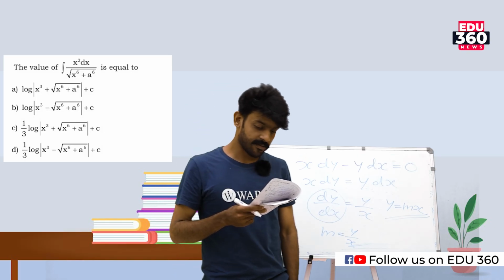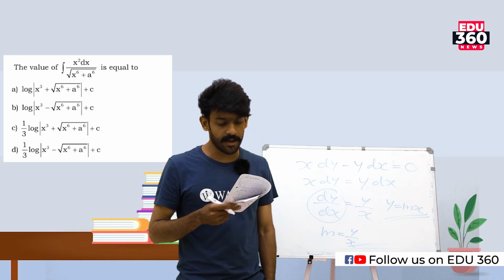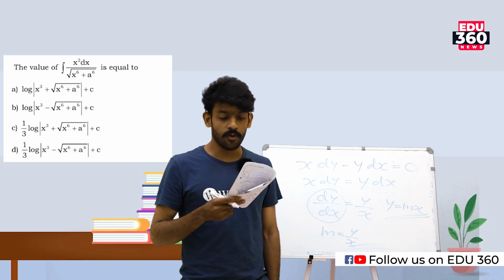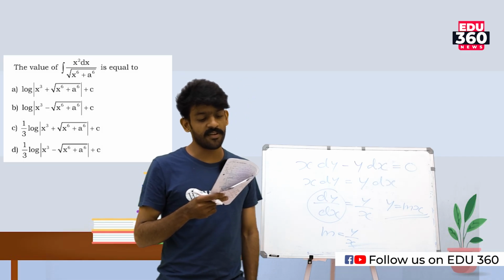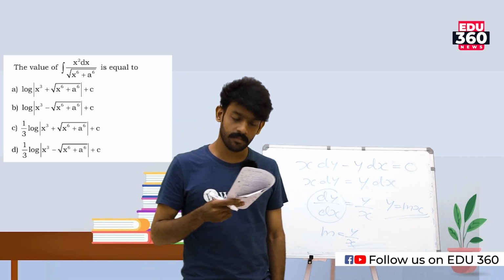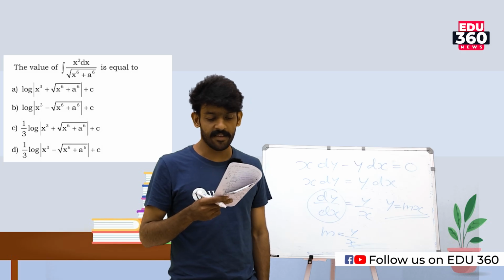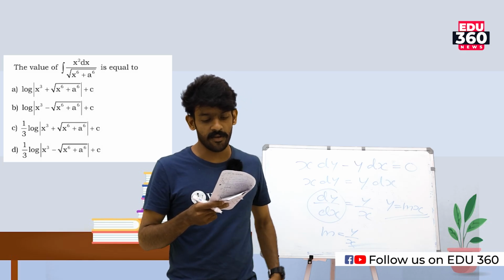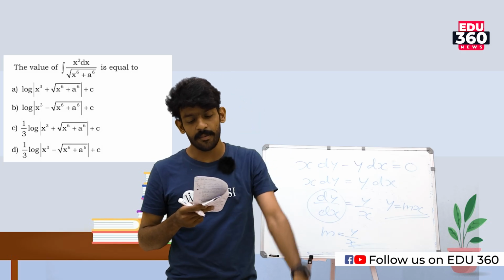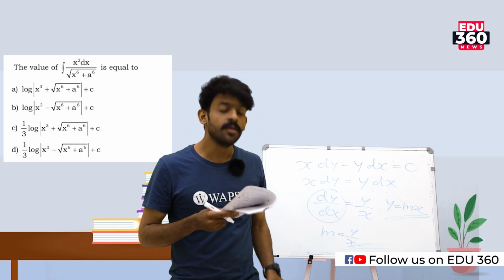So look at the options. The first one, a rectangular hyperbola. Second one, parabola whose vertex is at origin. The third one, straight line passing through the origin. The fourth one, a circle whose center is origin. So here, option 3, that means option C, is the correct answer for this question.